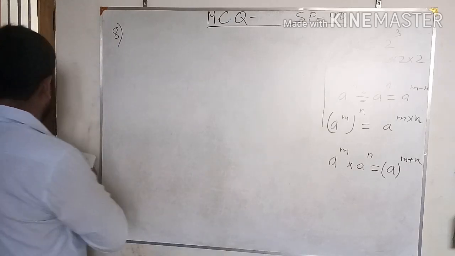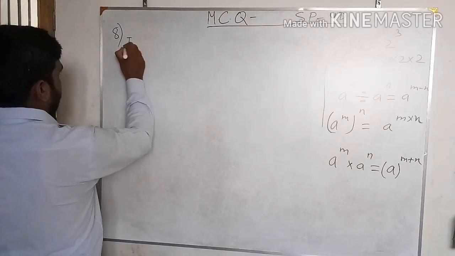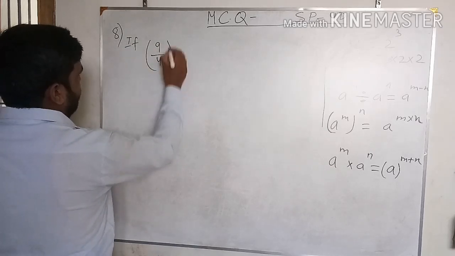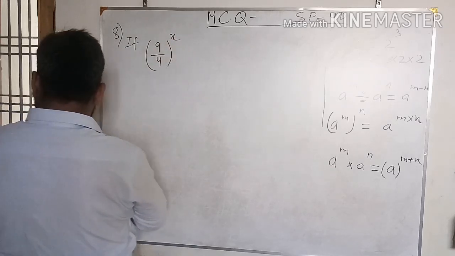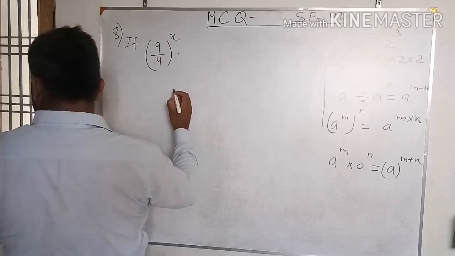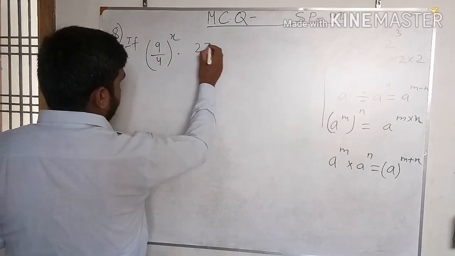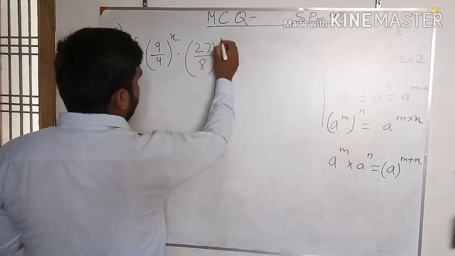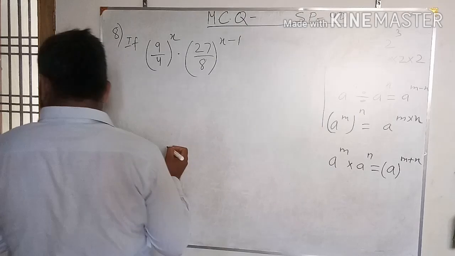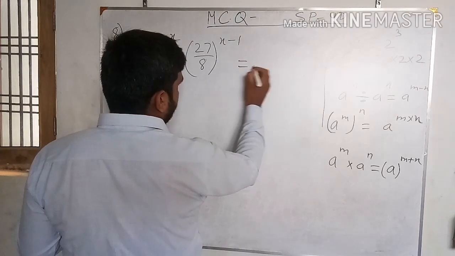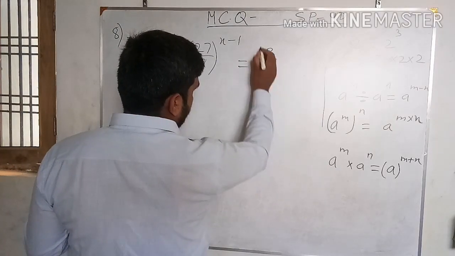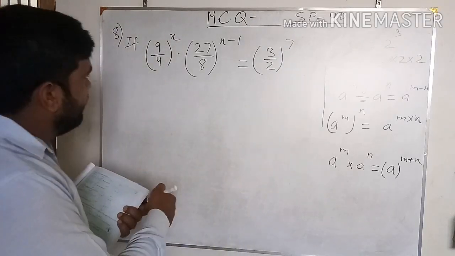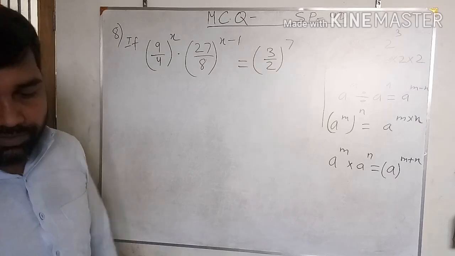If 9 by 4 to the power x multiply 27 by 8 to the power x minus 1 equals 3 by 2 to the power 7, then find the value of x. In this question also we have to find the value of x.